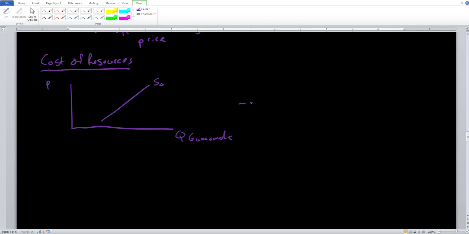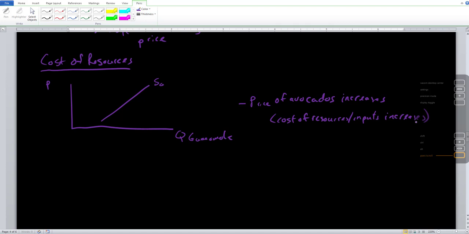So let's go ahead and say the price of avocados. What happens if the price of avocados increases? So once again, the general shock, I'm going to say, cost of resources or inputs increases. So price of avocados increases.